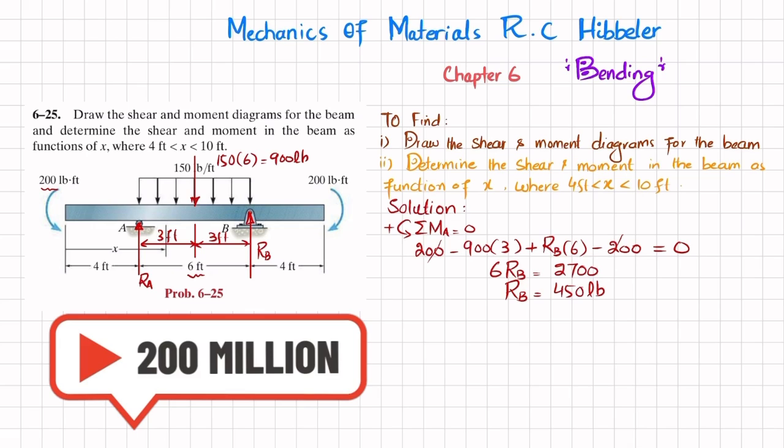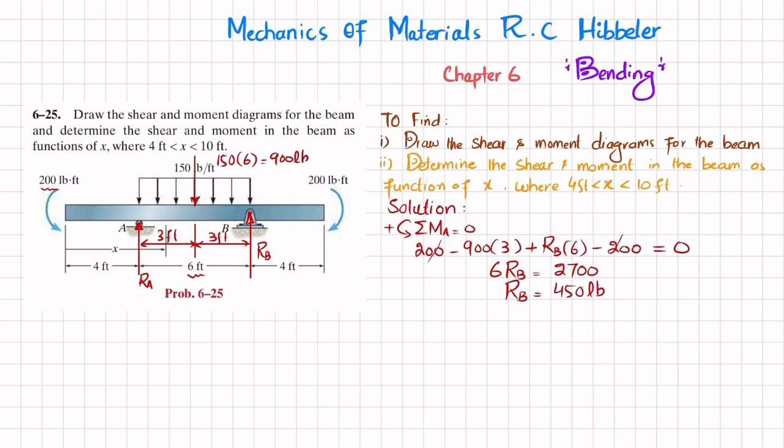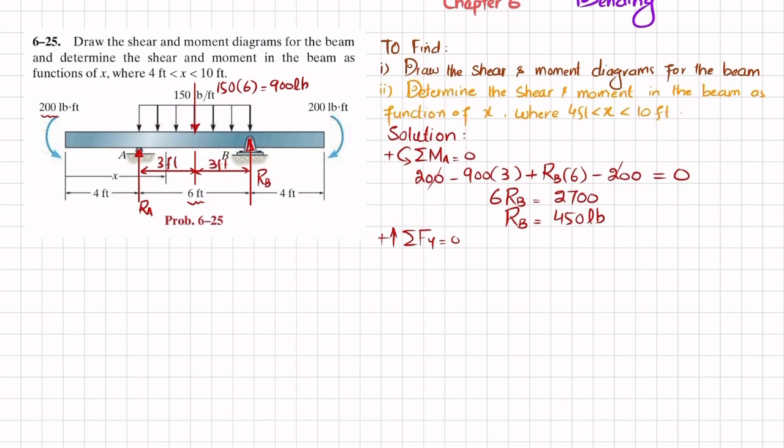Okay, so now we'll find RA by using another equation of equilibrium, that the sum of all forces along the y direction must be equal to 0, with upward force taken as positive. So you can see one force which is RA, that is upward, minus this 900 pound force plus this 450 which is RB, is equal to 0. So from here you will get RA also equal to 450 pounds.